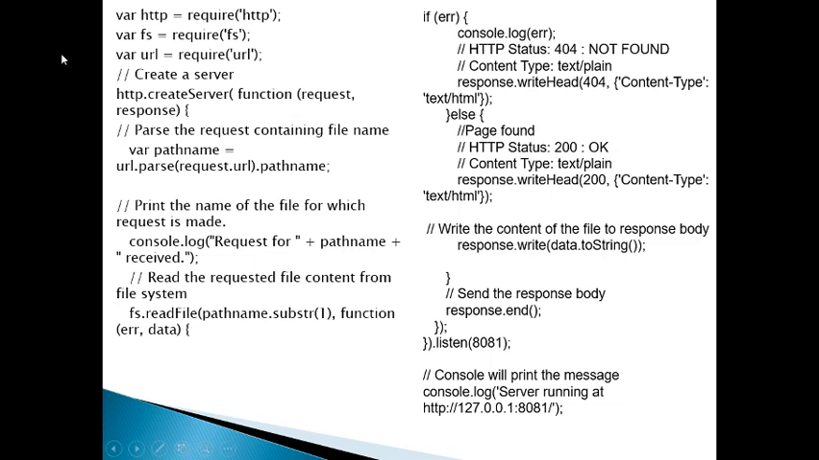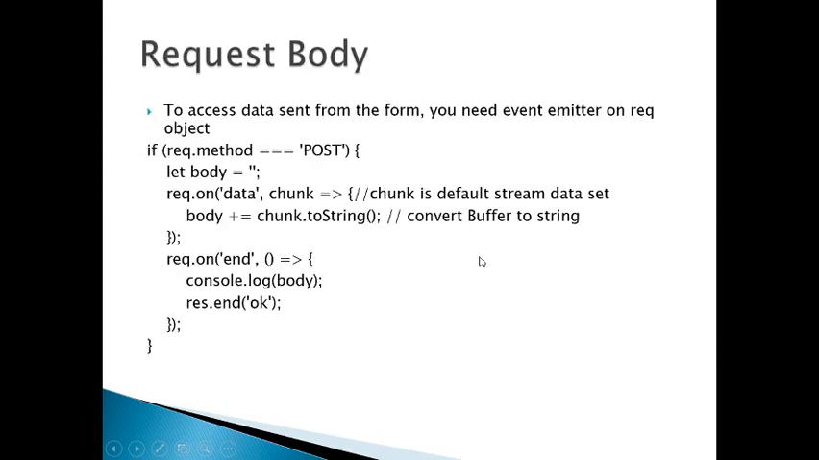This is another example. Just go through this example. HTTP, FS, URL. We are creating the web server. We are parsing the request. We are printing the request. We are reading the file. If error, we are printing the error. Else, that means the file is available. We are writing the content to the end user. So this is a simple example in which we are basically extracting the information as we like.